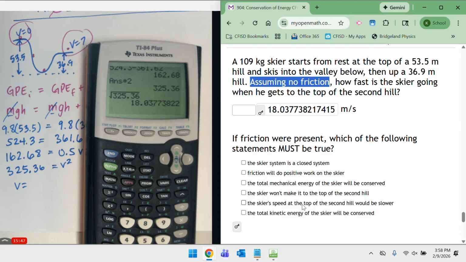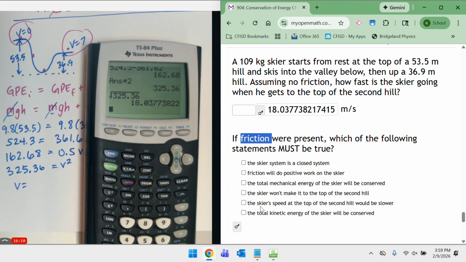All right, follow-up question. If friction were present, which of the following statements must be true? The skier system is a closed system. That is not going to be true. A closed system is one in which your energy all stays in the system. There's no exchange of energy or loss of energy with the surroundings. There's no work being done. That is clearly not what would be the case.